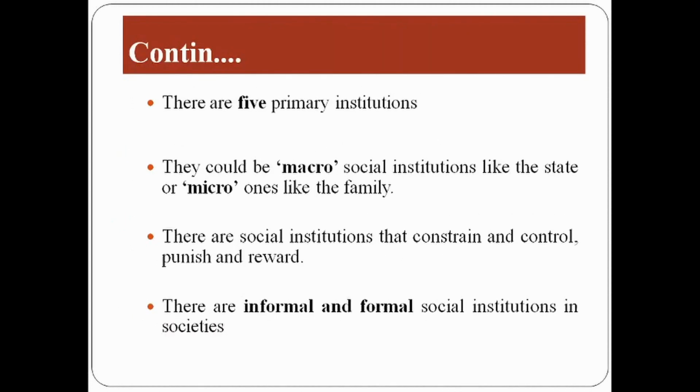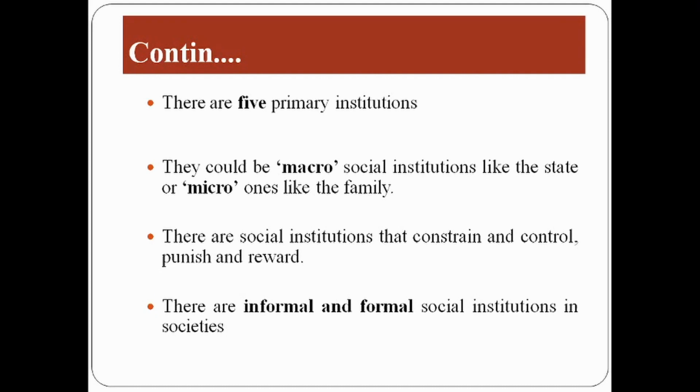Actually, there are 5 primary institutions. They are family, economics, religion, education, and state. We can say there are macro social institutions and micro social institutions. For example, the state is a macro social institution and the family is a micro social institution. We have already discussed the 5 primary institutions: family, economics, religion, education and state.